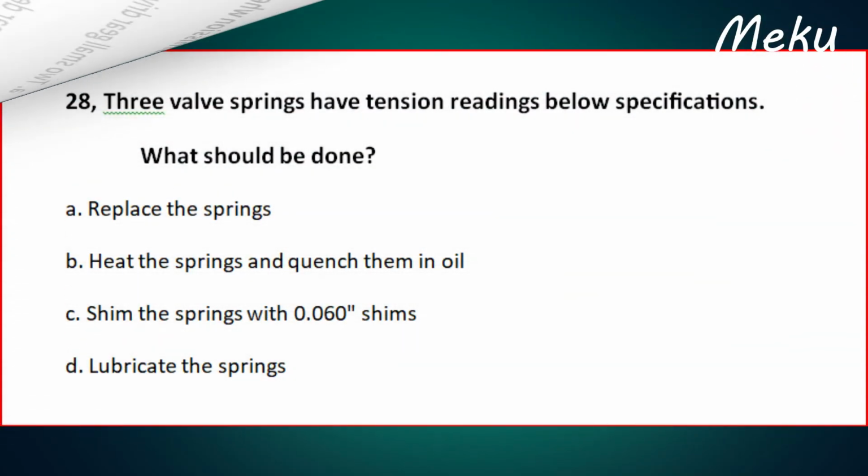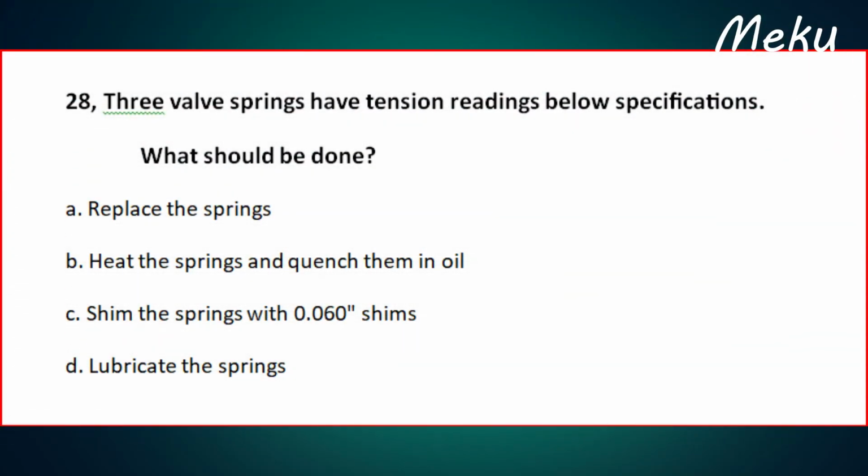28. Three valve springs have tension readings below specifications. What should be done? A. Replace the springs. B. Heat the springs and quench them in oil. C. Shim the springs with 0.060 shims. D. Lubricate the springs.